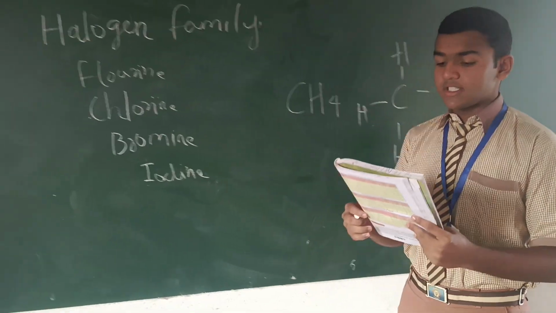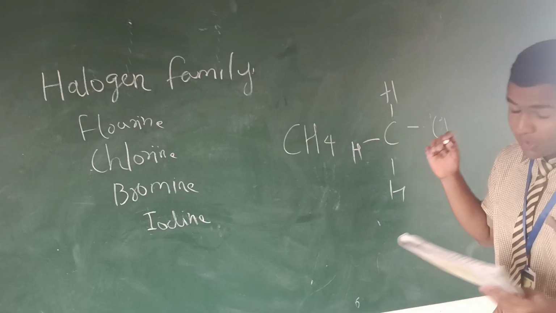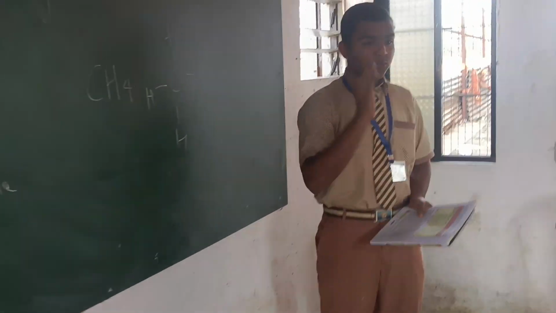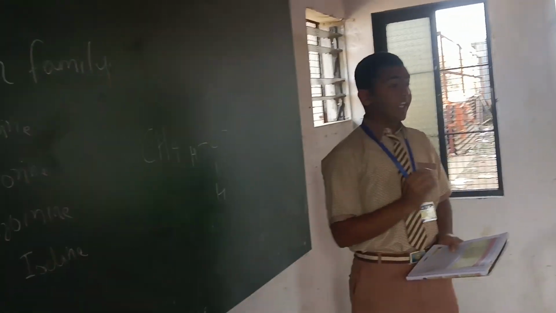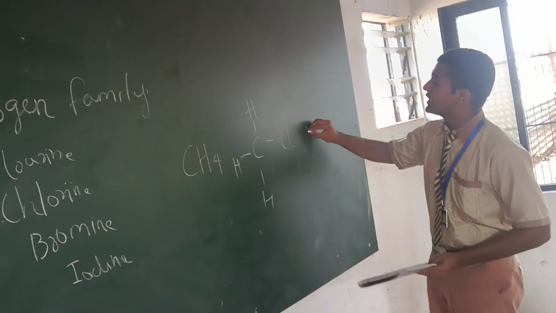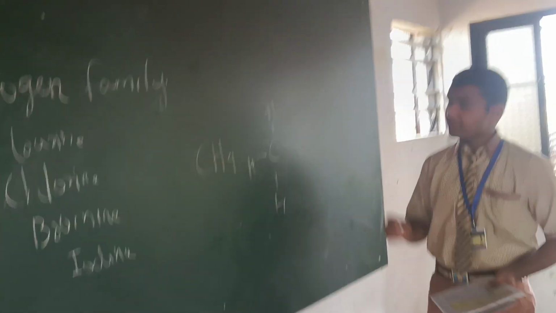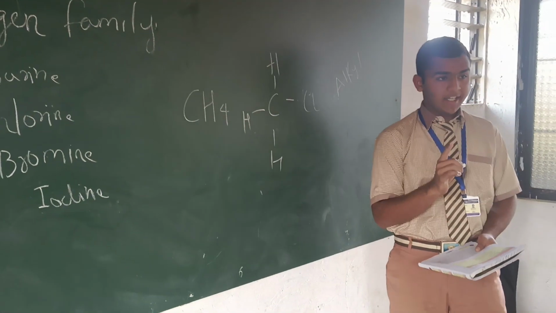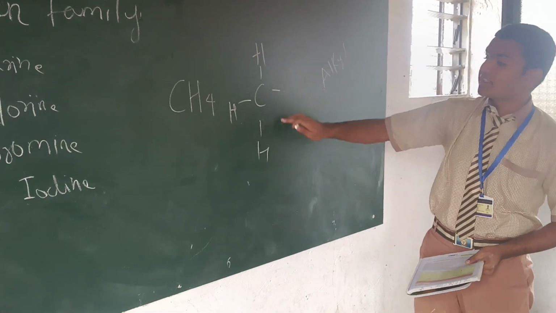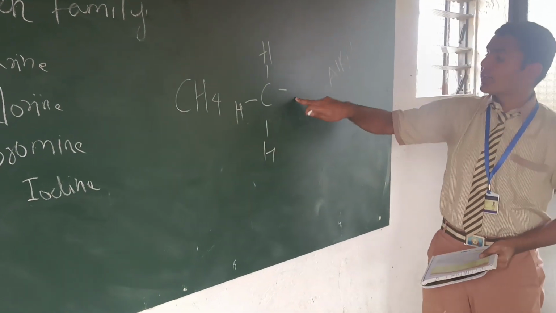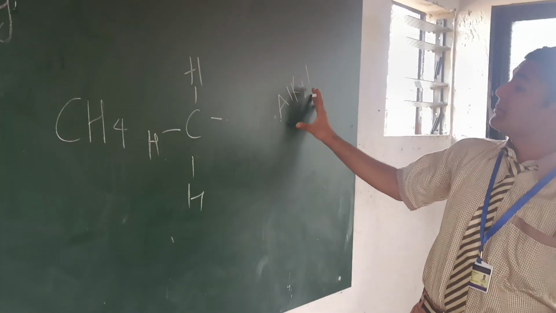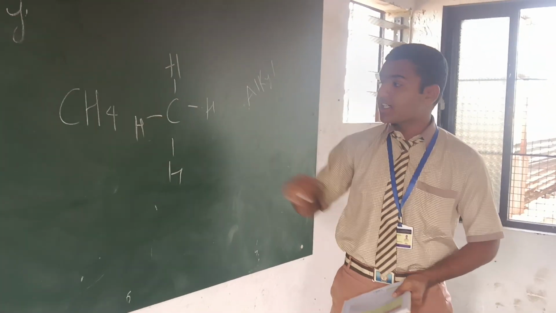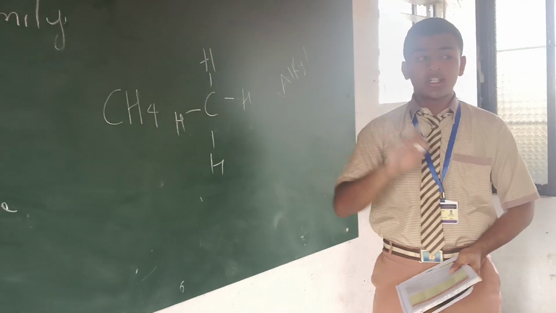One more piece of information: when we remove one hydrogen atom from an alkane, the group is named... sorry, the general name for it is alkyl group. For example, if we remove one hydrogen atom from CH4, it becomes an alkyl group. It was an alkane because there was single bonding between the carbon atoms, single bond, single bond, single bond. So it is alkane.